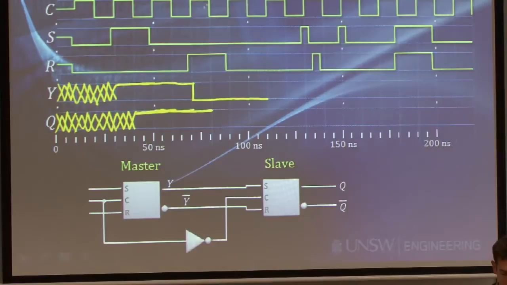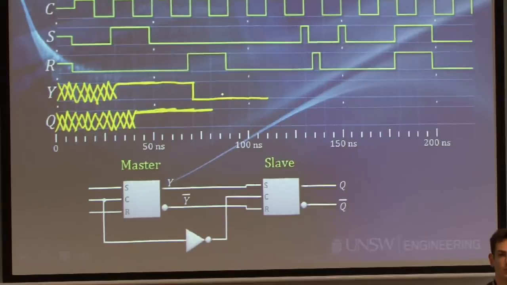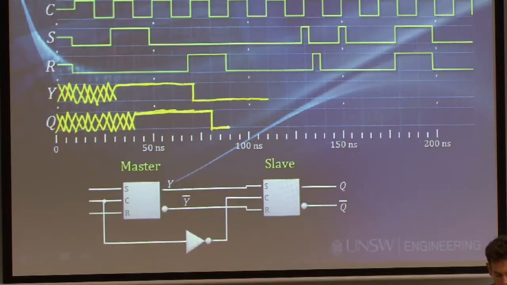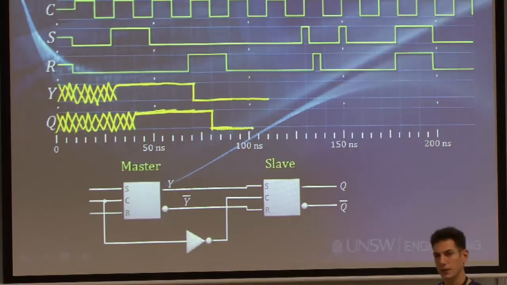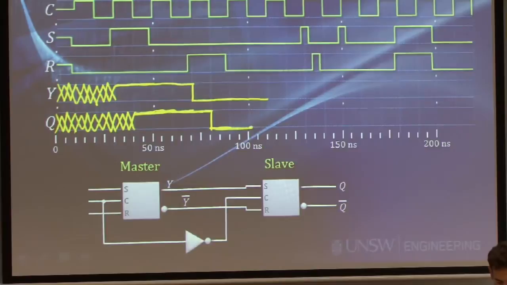Then the clock goes low again, which enables the slave. And now we're looking at the Y input, which is in the reset state. And now we'll start following whatever Y is and maintain that value while the clock is high. Then the clock goes low again. We're looking at Y, which is still low. So we will follow Y and maintain it while the clock is high.